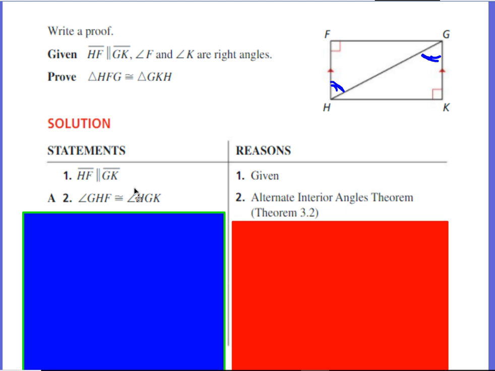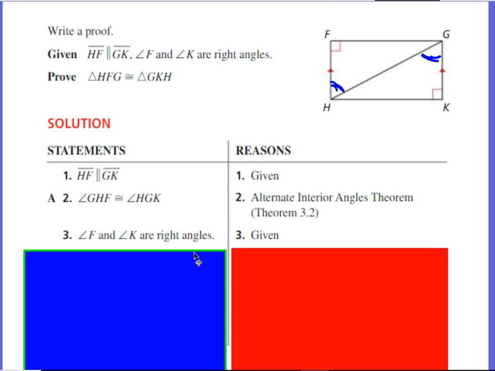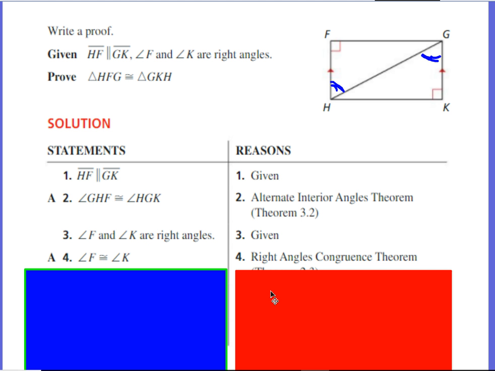Okay. Well, what else do I know? I was also given information that angle F and angle K are right angles. And what happens with right angles? Well, of course, they both equal 90 degrees. If they both equal 90 degrees, then they're congruent angles to each other. And remember, any time that you have two right angles, they are always congruent to one another by our right angles congruency theorem. So now I've shown angle.